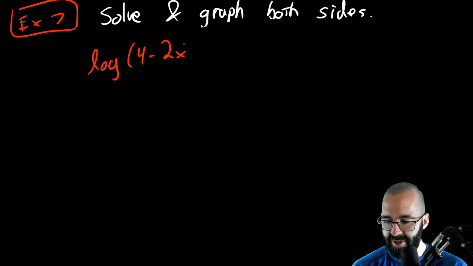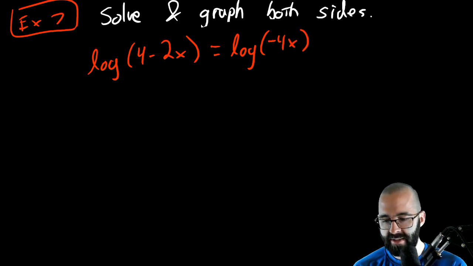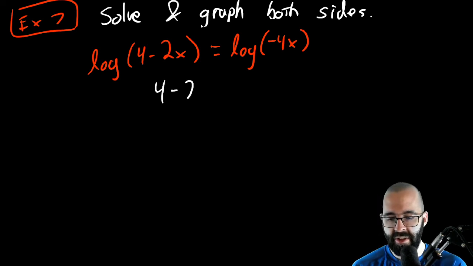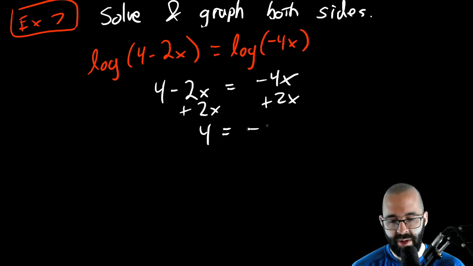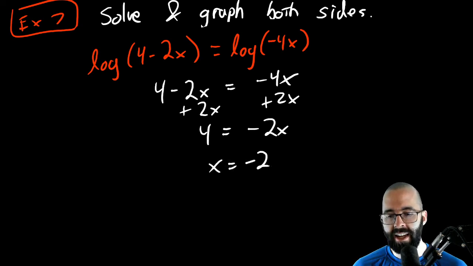Oh no. 4 minus 2x equals the common log of negative 4x. We have two logs equal to each other. They're equal to each other when their insides are equal to each other. Add 2x to both sides. That gives us that 4 equals negative 2x. Divide both sides by negative 2. Should get x equals negative 2.